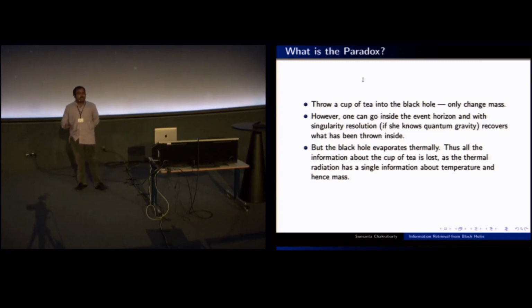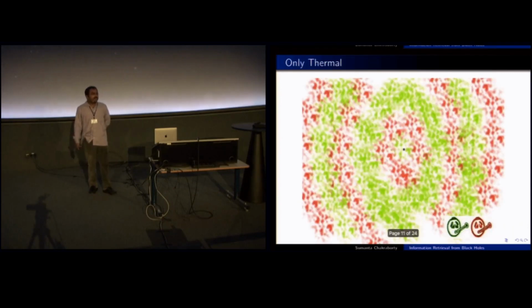And Professor Padmanabhan already mentioned this temperature is related to surface gravity, and for a Schwarzschild black hole, it's only related to the mass of the black hole. So all the information that you had about the cup of coffee is lost. To put it in perspective, suppose I have two observers here, the green one and the red one. They are measuring some temperature, so they will only see a thermal spectrum after the black hole has evaporated.